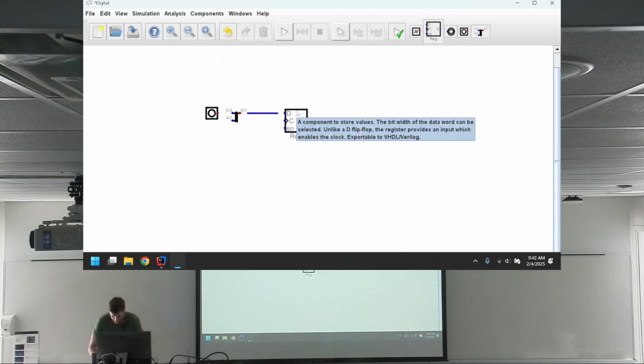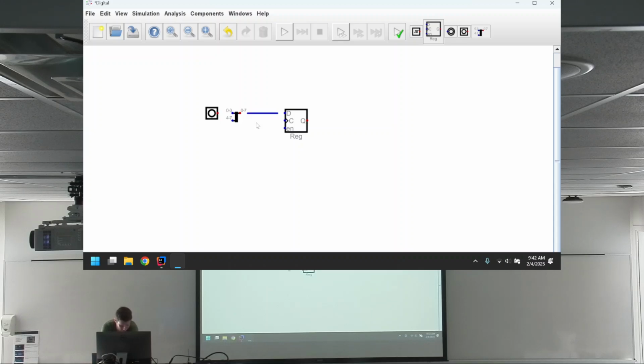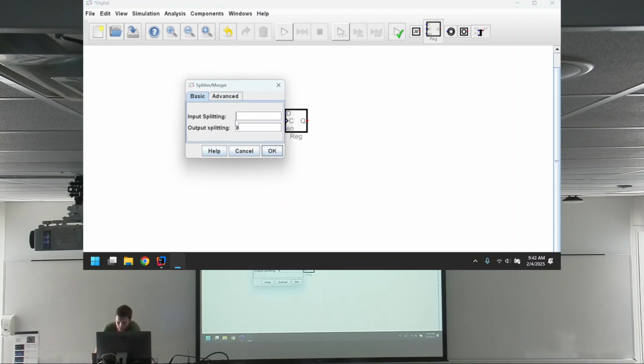Oh man, this is tough. Let's see if I can get it going. Some of you were getting really good with the trackpads, but not me. And then we would want this to be, how many input signals? 1, 1, 1, 1, 1, 1, 1, 1.